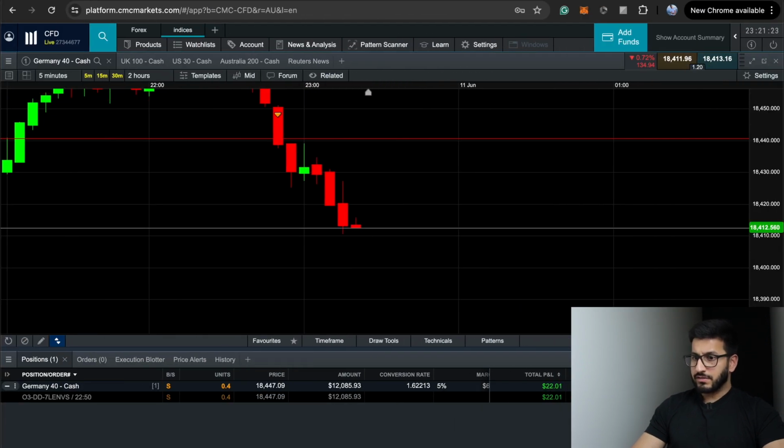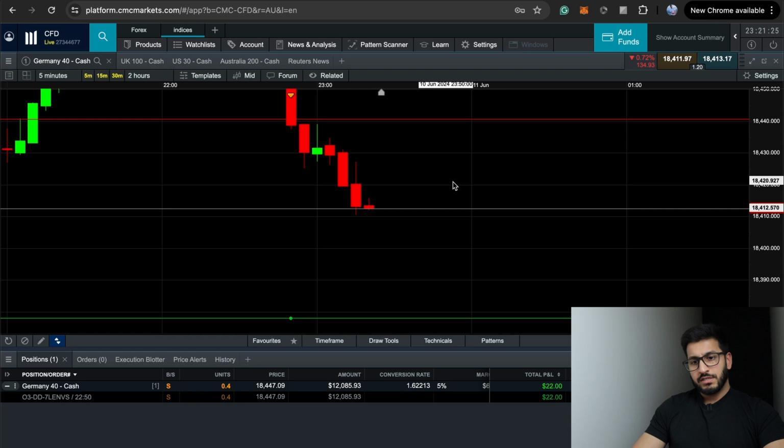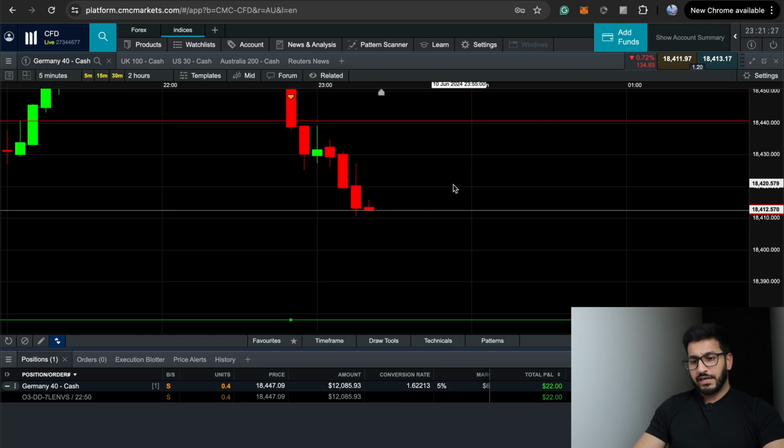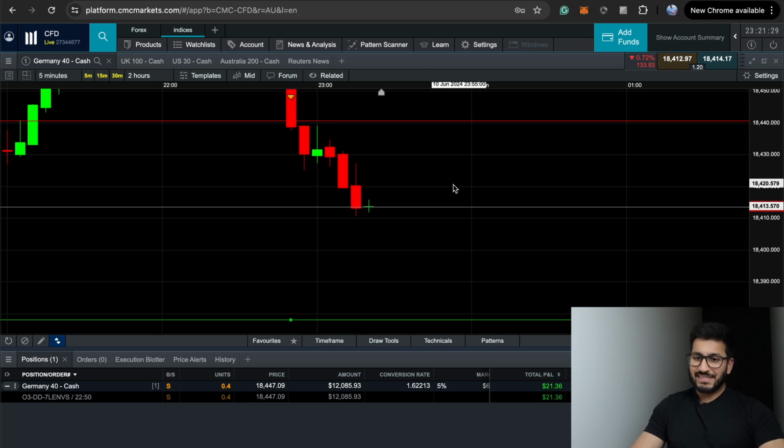This is 11:20. I want to go to bed. So I've got 1, 2, 3, 4, 5, 6, 7 candles, which is about 35 minutes or 30 minutes maybe, because I entered on the second candle. And yeah.